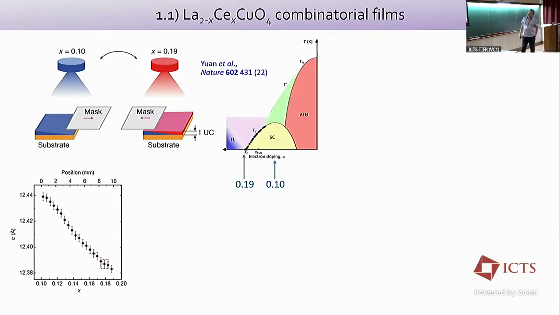Okay, so these are the samples, these so-called combinatorial films, and they're made by basically having two targets, one near optimal doping and one at the edge of the superconducting dome for this lanthanum cerium copper oxide. And then you deposit one unit cell at a time using this rastering technique in such a way that you can create a gradient of the 10% matched with an inverse gradient of the higher doped sample.